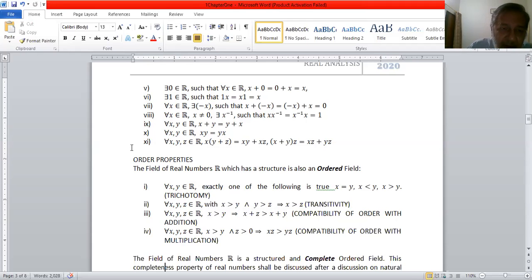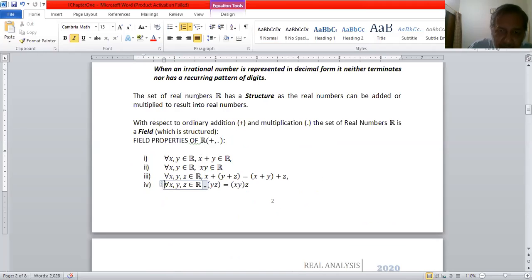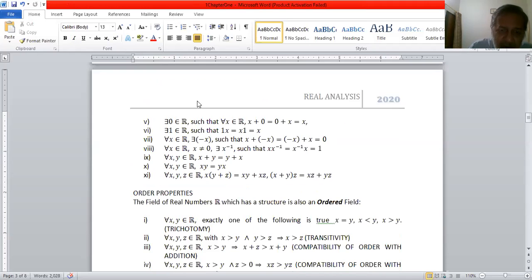Now, first property is the structure. Yeah, a set of real numbers is structure, and second property is field. So set of real numbers is a structured field with all these properties available. Last one is the distributive law. The left distributive and the right distributive law. And then comes order property.